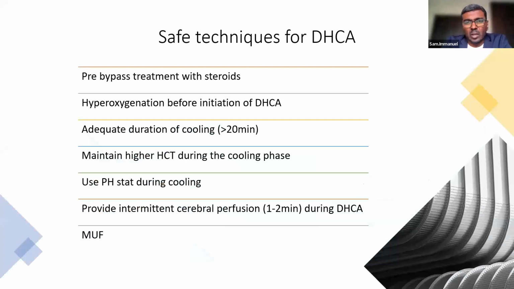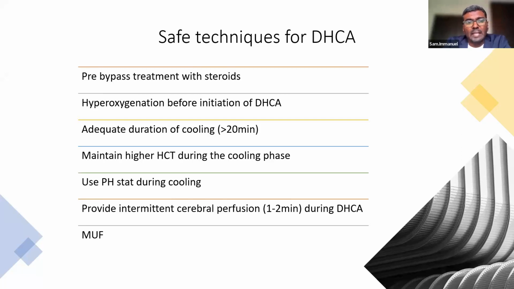So as we discussed a lot, if you ask me what the safe technique or safe strategy is for hypothermic circulatory arrest, or profound or deep hypothermia, I would say pre-bypass treatment with steroids. First of all, you need to have a strategy for it with your team. Secondly, hyperoxygenation, which means you need to maintain a higher DO2. Your DO2I ratio needs to be higher. It was wonderfully presented by the previous speaker as well, but I would like to highlight it here.